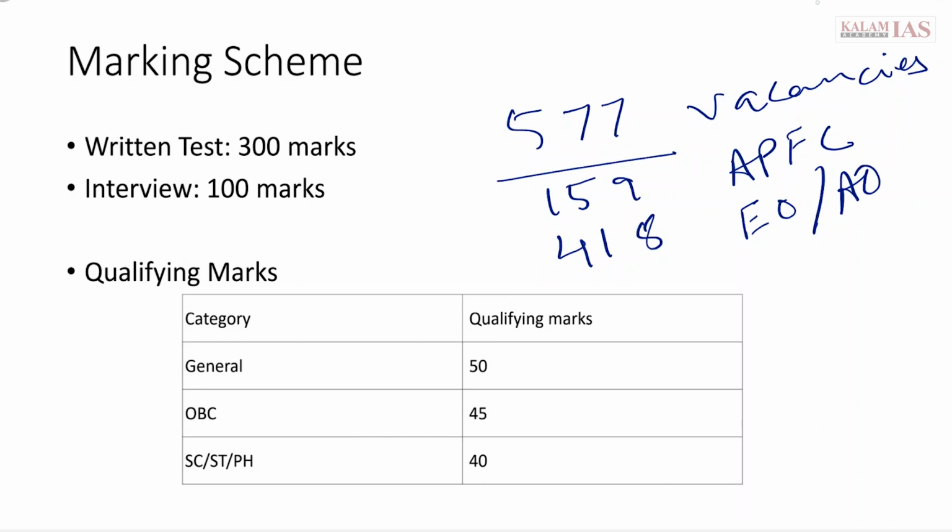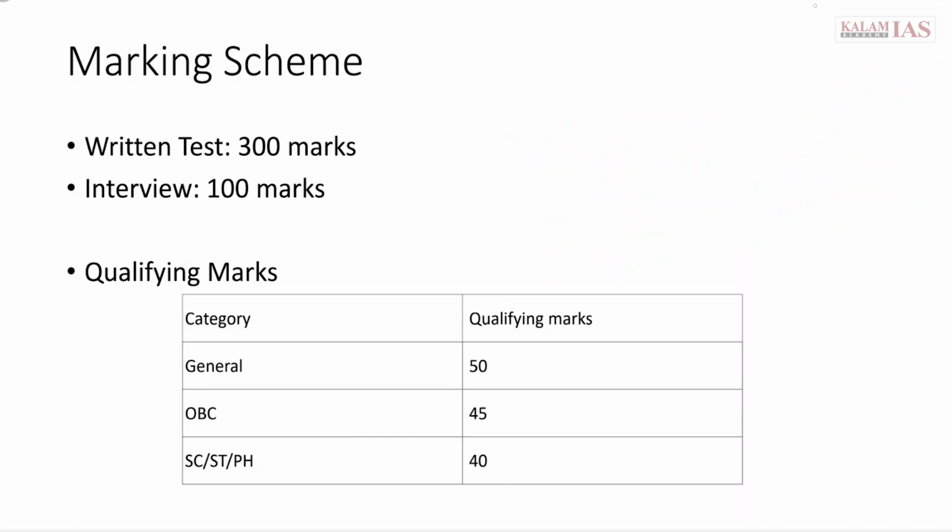While this is a competitive exam, there is also a minimum qualifying criteria: for general category you will have to have at least 50 marks, for OBC you need 45 marks, and for SC, ST and physically handicapped persons you need at least 40 marks.